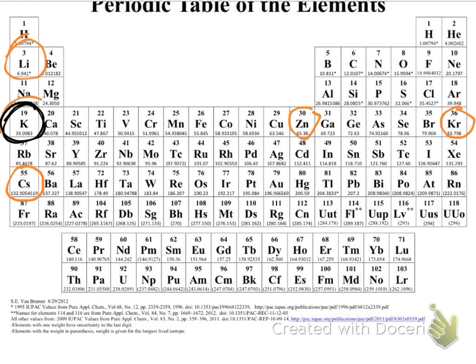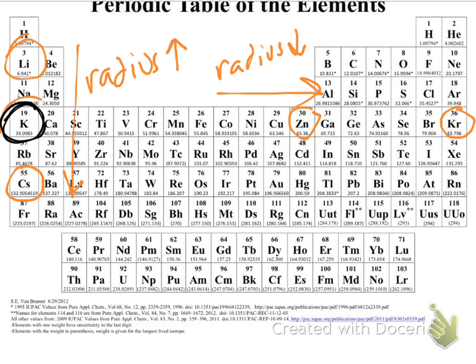So here we're looking at radius. Well, again, radius goes up as you go down a group, and radius goes down as you go across a period. So these would both be smaller than potassium. This would be smaller than potassium, so it's going to be cesium.